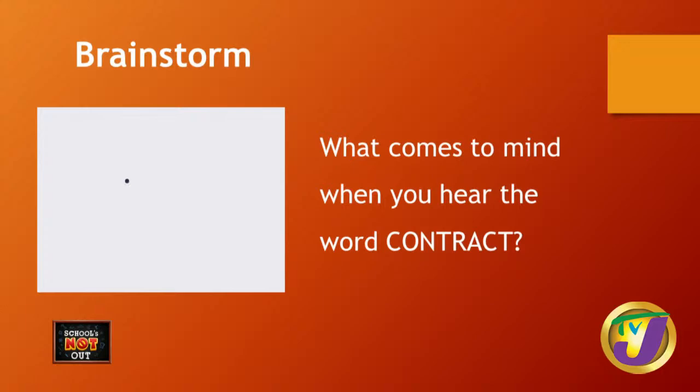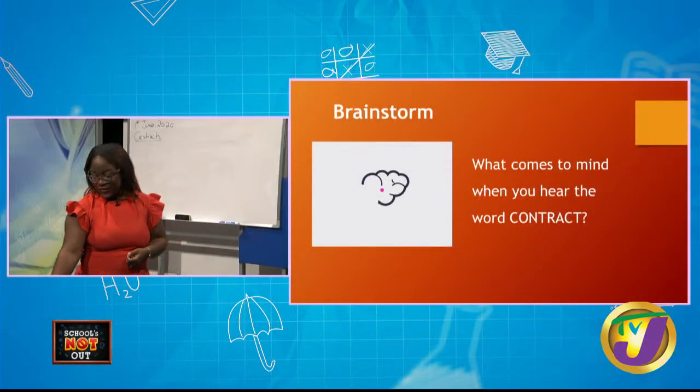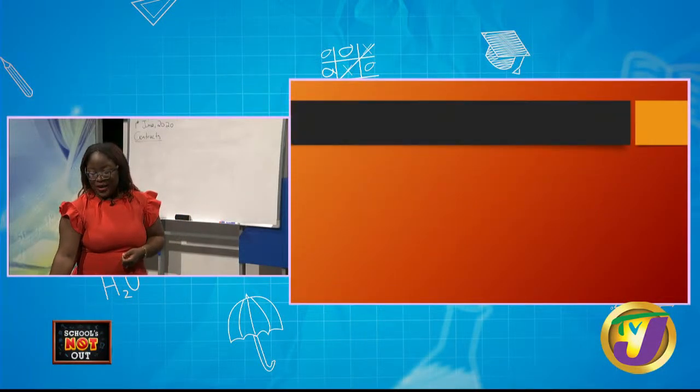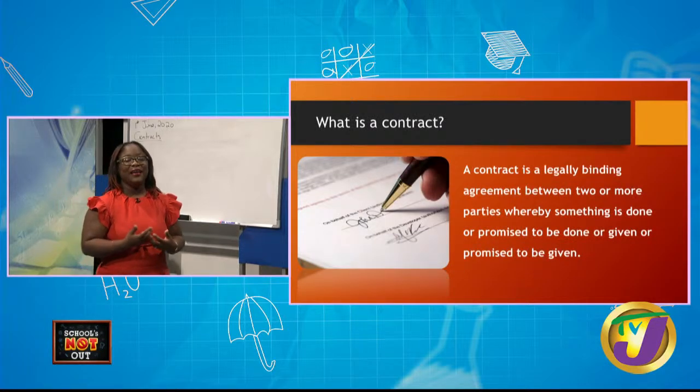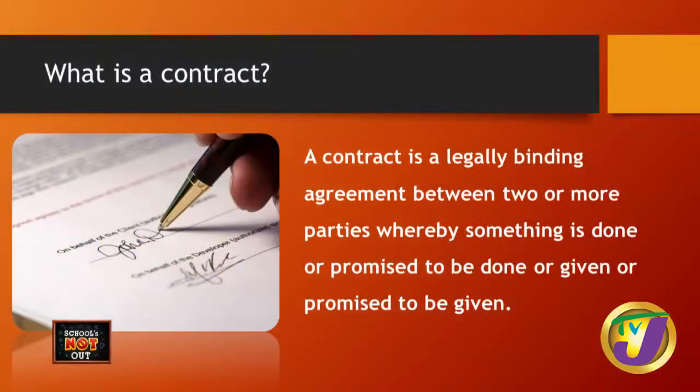All right, think about the question, and remember, you can send those answers in. Okay, so a contract, we say it is a legally binding agreement. It's an agreement between two or more parties whereby something is done or promised to be done or given, or promised to be given. So we say a contract is legally binding. So it's an agreement that is enforceable by law. Therefore, all parties in the contract have a legal obligation to honor their parts of the contract.